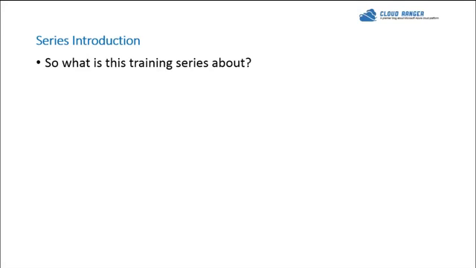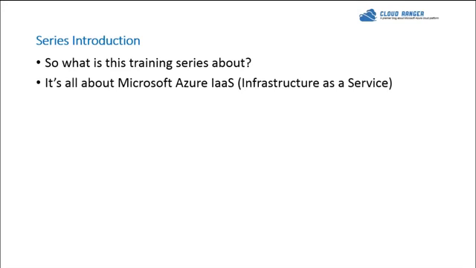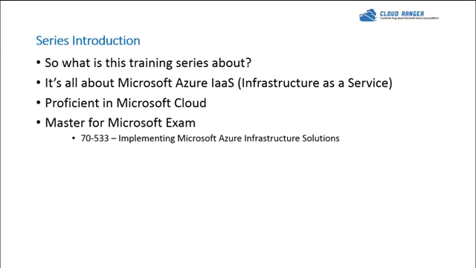So what is this training series all about? In this training series, we are going to learn about Microsoft's cloud offering, known as Microsoft Azure. More specifically, we are going to concentrate on Microsoft Azure IaaS, which is Infrastructure as a Service. Don't worry if you don't understand what IaaS is yet. We will go over the details in upcoming videos, what it all means. Once you go through the training provided in the series, you will be proficient in the Microsoft Azure Cloud Platform, but not only that, you'll also be able to master the new Microsoft certification, which is 70-533, implementing Microsoft Azure Infrastructure Solutions.